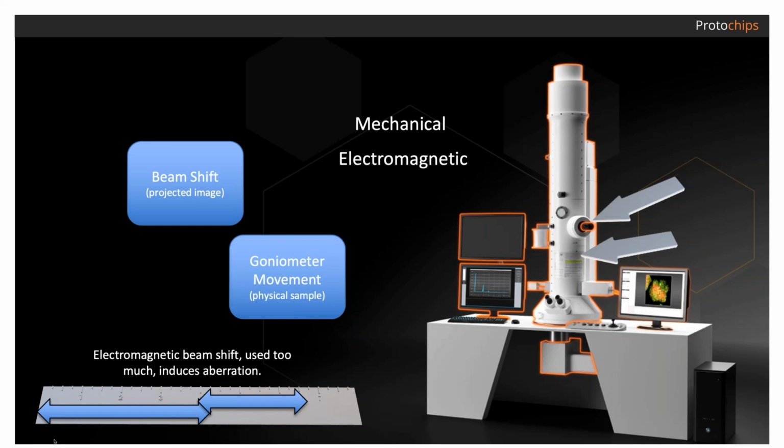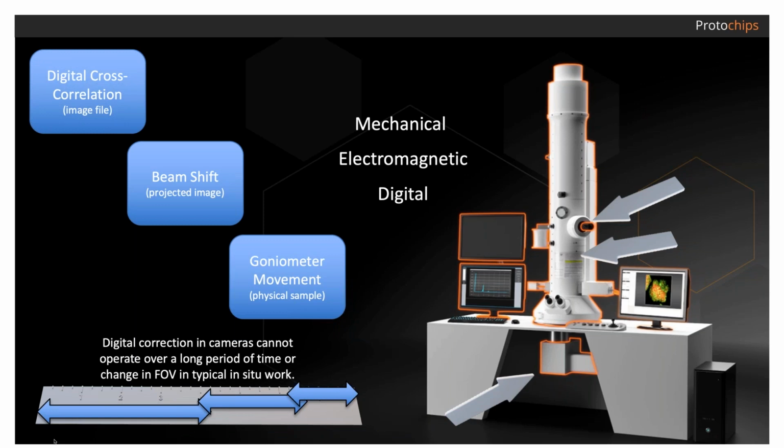And then we're all getting very familiar with the kind of digital, either on the fly or post realignment, cross-correlative realignment that a lot of the newest cameras can deliver. And they're very effective. Unfortunately, they're only effective over a very small portion of a single frame of view. So it's impossible to have something like that be responsible to cover an entire in situ experiment, which could go on for hours and literally consume millimeters of travel physically on your sample.